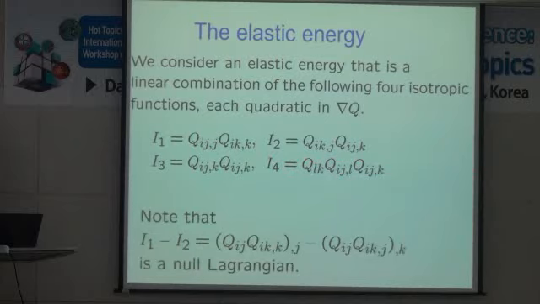Now it's worth noting that I1 minus I2, that's a null Lagrangian. So it can be represented as a divergence, so its integral is a surface term. So you see it's a divergence because there's a cancellation of second derivatives here. So if you like, the Euler-Lagrange equation corresponding to I1 minus I2 just reduces to zero equals zero. It's satisfied by every Q.